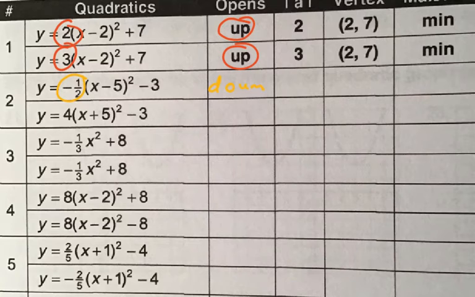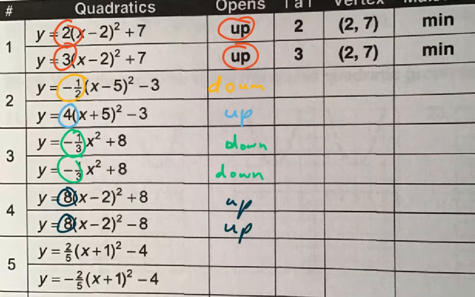So let's follow through here. That one opens down. The positive 4 means it opens up. The negative 1/3, both of those are negative 1/3. You know they open down. I have a positive 8 on both of these. They open up. The 2/5 is positive. It opens up. And a negative 2/5 is negative, so it opens down.